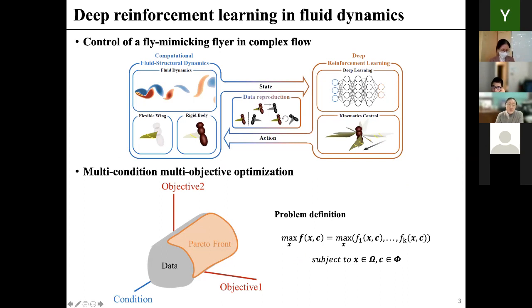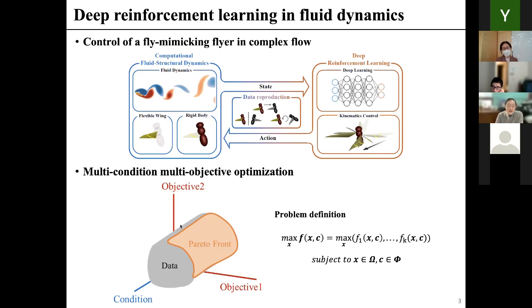The one case is the control of a fly-scale flapping robot or flyer. And this flyer has a wing which is flexible enough to be deformed by interaction with the fluid flow. And it will make a huge influence on the aerodynamic performance of the flyer.